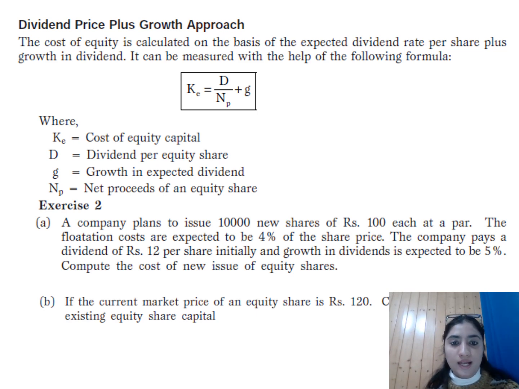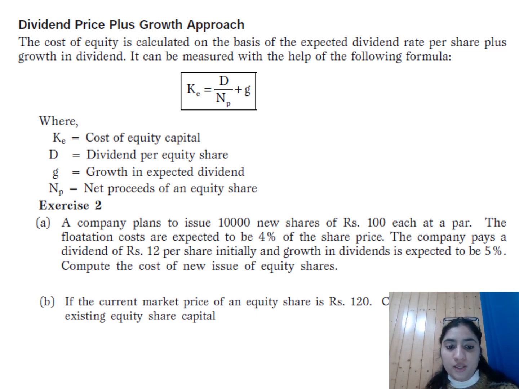In this formula, we calculate the cost of equity when dividends are involved, and this method is called the dividend price plus growth approach. When the dividends are growing, we use this formula; when the dividends are not growing, with no growth involved, we use the previous formula. As you see here, KE represents the cost of equity capital, D represents the dividend per share, G is the expected growth in dividend, and NP represents the net proceeds of an equity share. I will explain how to use this formula with the following example.